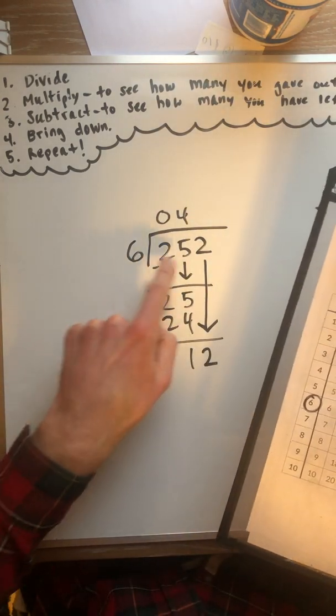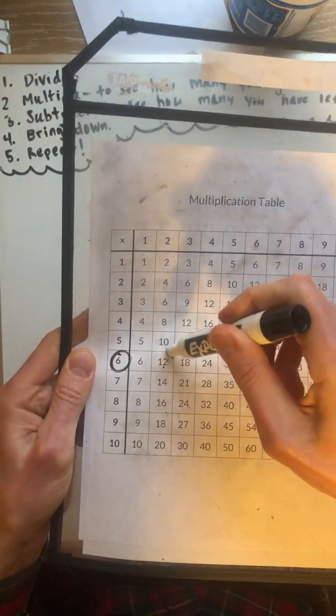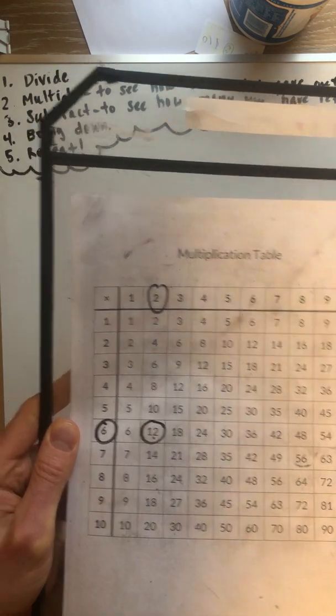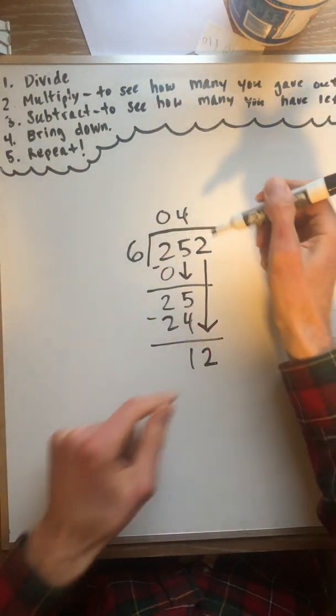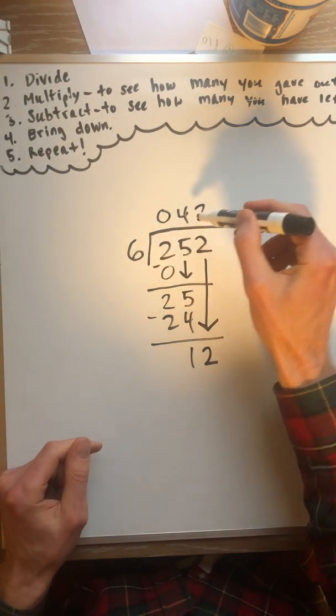And the cool thing about this kind of stuff, you guys, when you're dividing by 6, you're looking for multiples of 6. You can just keep looking at the 6. 6 times 2 is 12. Oh, it's right there. So 6 times 2 is 12, or 12 divided by 6 is 2.